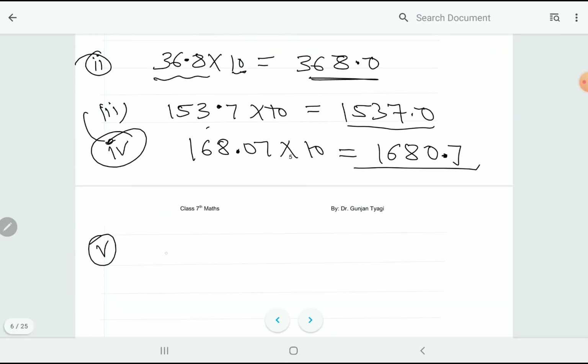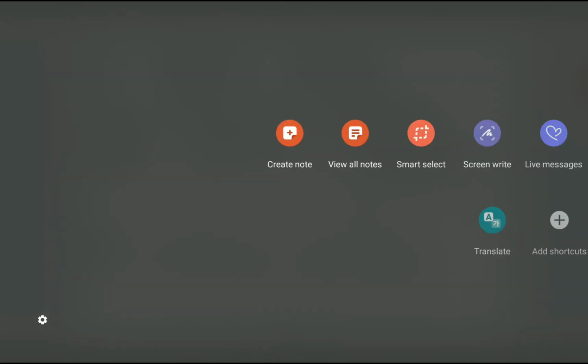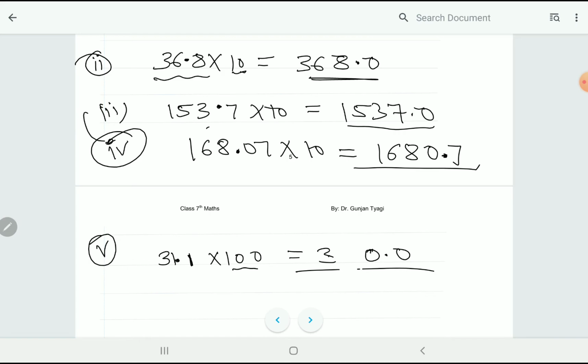31.1 multiply 100. Now there are 2 zeros in 100, so decimal will shift 2 places to the right. It is here, so one place is this and another place, because there is only one number, so I will write 0 like that. तो डेसिमल शिफ्ट हुई, यहाँ थी पहले आपकी, तो यहाँ से पहले वन प्लेस यहाँ जाएगी, फिर आंसर में यहाँ जाएगी. तो डेसिमल हैज़ शिफ्टेड 2 places. So answer is 3110.0. This is the answer.